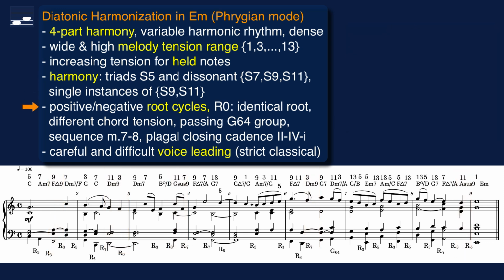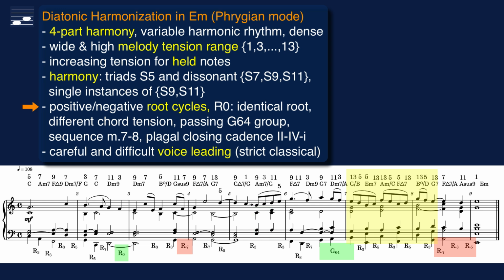Look at the root cycle pattern and find a number of harmonic features. In measure 2 to 3, I demonstrate the R0 cycle, that is, a changing chord tension type over a constant root. Here the D minor 9 going to D minor 7. Measure 6 contains a passing 6-4 group, G6-4, with the G7 root position to second inversion D minor 7 to first inversion position G major triad.